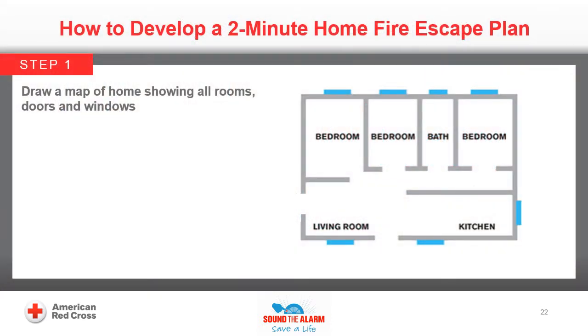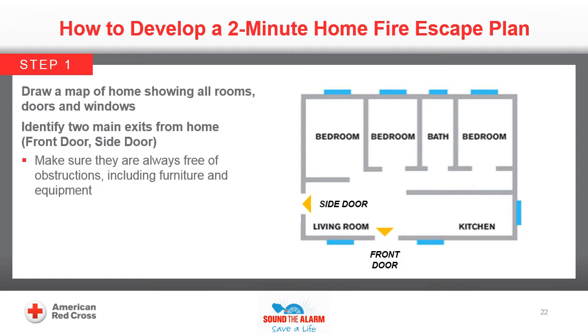Here is how to develop a 2-minute home fire escape plan. Step 1. Draw a map of your home. Show all rooms, doors, and windows. Identify 2 main exits from your home, such as the front door and side door. Make sure that the 2 main exits are always free of obstructions, including furniture and equipment. Make sure the doors open easily, allowing for a quick escape.